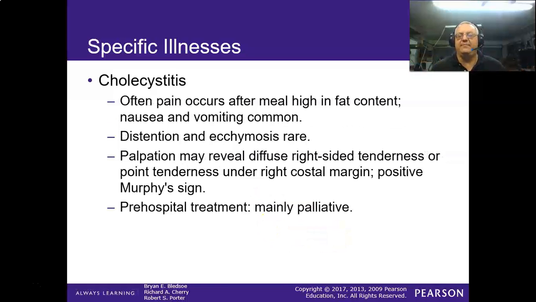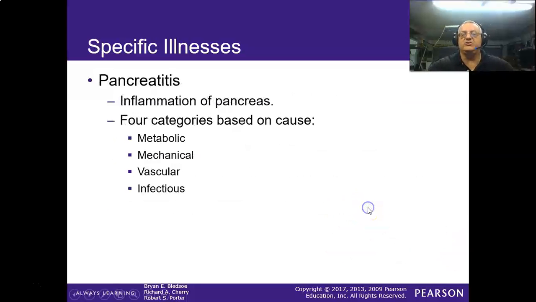Again, palpation may reveal a right-sided tenderness or point tenderness in the right costal margin, which again is a positive Murphy sign. Okay. Yes, they love to throw McBurney. Remember, Murphy's up top because Murphy's law is always first, and then down below is McBurney's point. Okay. And then for pre-hospital treatment, we get them to the hospital. Yes, it is a surgical problem that needs to be taken care of surgically.